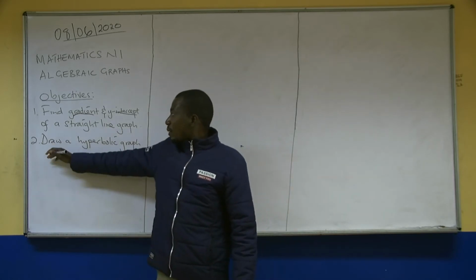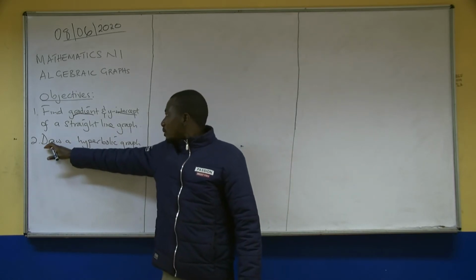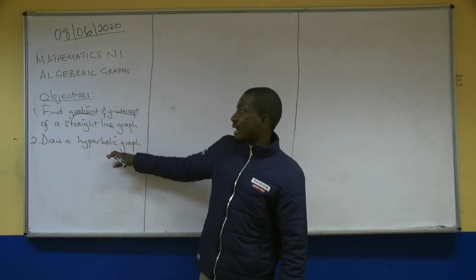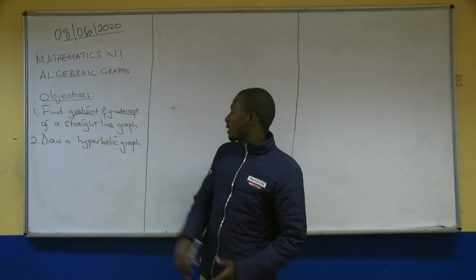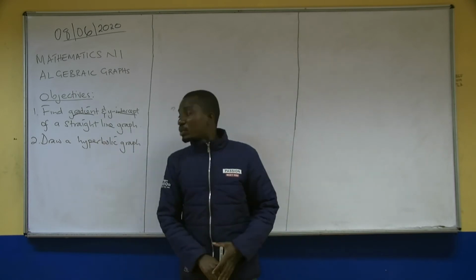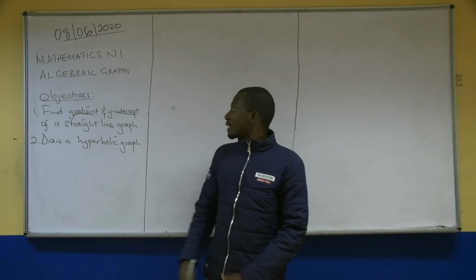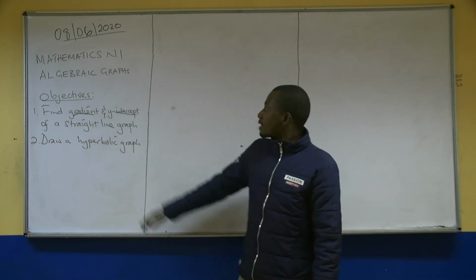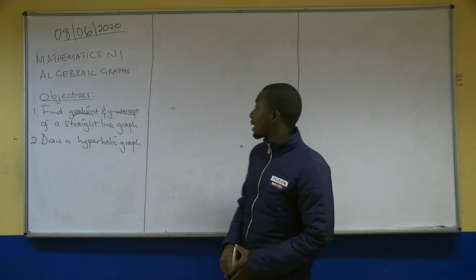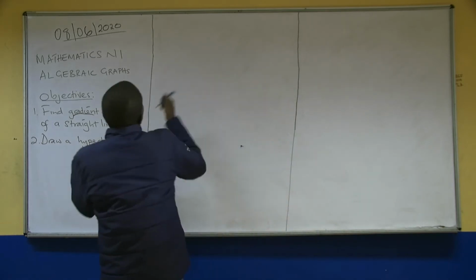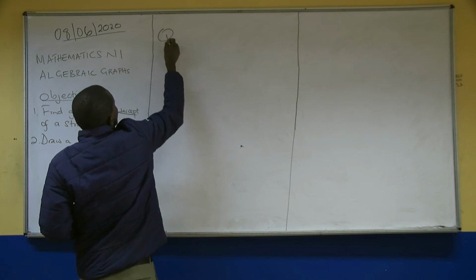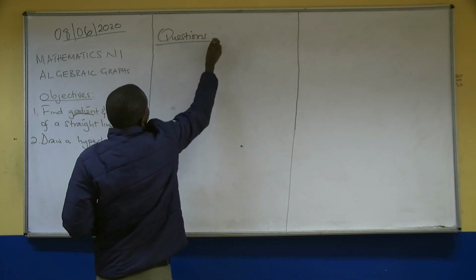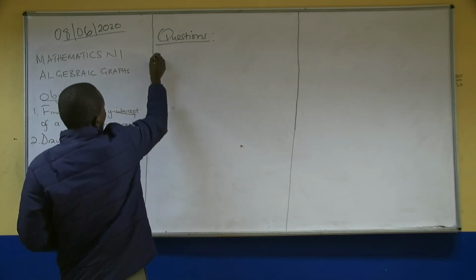Then secondly, we want to look at a new type of graph in this module called the hyperbolic graphs. I'll explain this one, then we work out some examples. Right, so as we start, I want us now to look at our objective number one in the form of questions so that we understand. So let me put down the questions that you are going to answer as we explain how gradient and y-intercept is found.